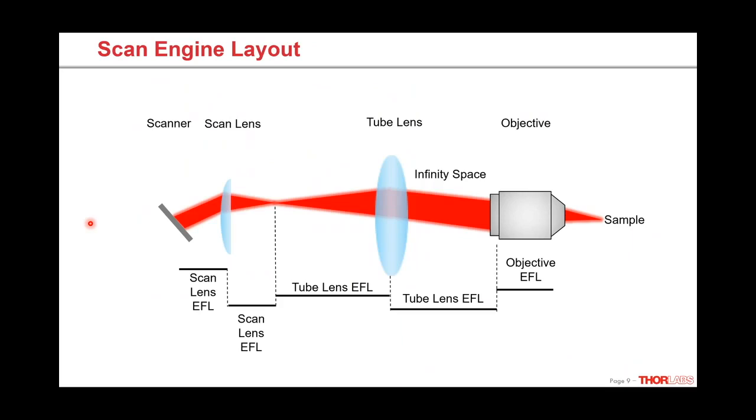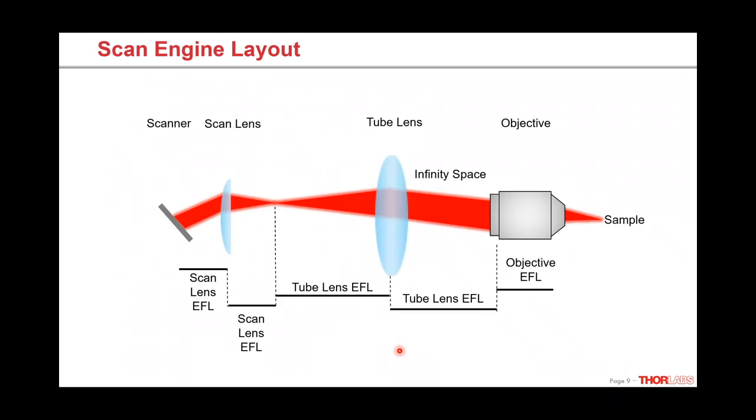Working from the left to the right, the scanner should be located at the effective focal length distance from the scan lens. That is the back focal length of the scan lens. And the scan lens and the tube lens should be placed at the right distance apart, that is the sum of the front focal length of the scan lens and the back focal length of the tube lens.